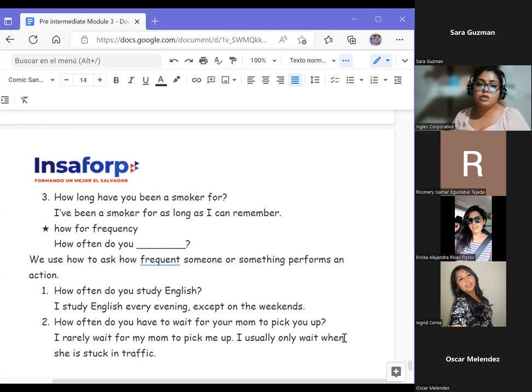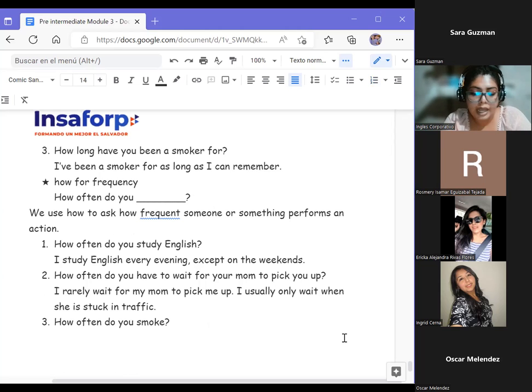So in this case, how often do you study English? We can answer that question, I study English every day or every night, but I like to do it in the mornings or something like that. But you can add some more information or the information that you want to give to the people that is asking about something specific. And then we have number three. And it says, how often do you smoke? And we have the answer. I am a heavy smoker. I smoke every chance I get.